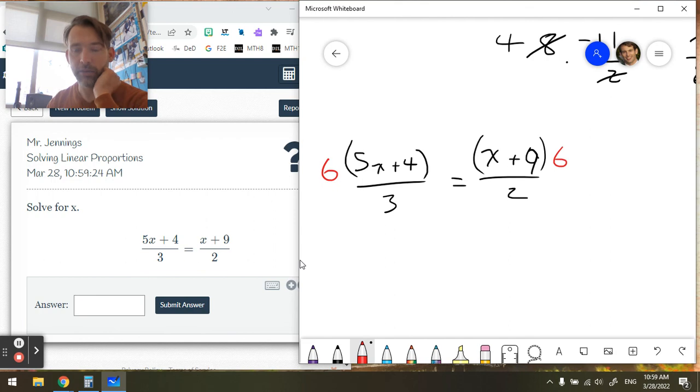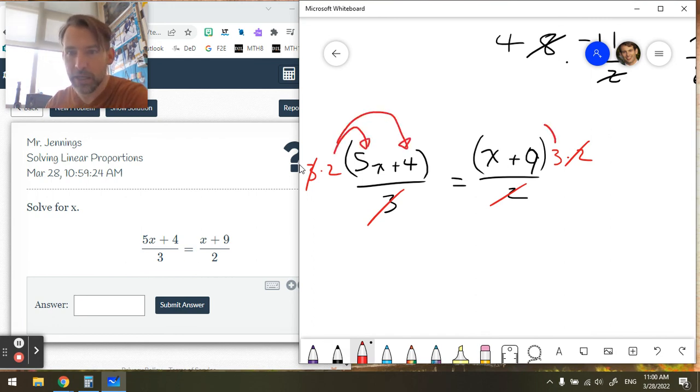Okay. And the reason I do that, let's actually multiply both sides by 3 times 2, which is multiplying by 6. Okay, I multiply both sides by 6. But this factor cancels that factor. This factor cancels that factor. That's why I chose 6, or 3 times 2. Okay, and then we multiply this in. Okay, use your distributive property to multiply that in. Use your distributive property to multiply that in.